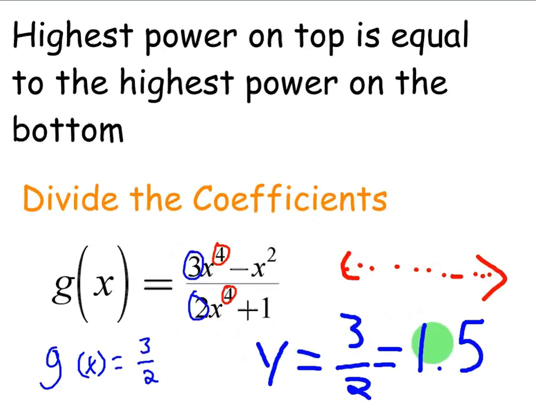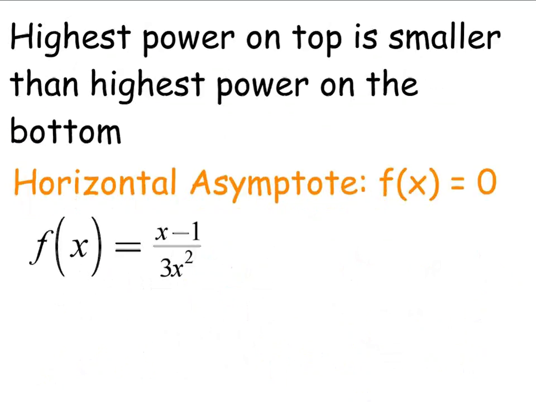And then the third rule, if the power on the bottom is bigger than the power on the top, it's always going to be y equals 0, or you can write f of x equals 0. So let me explain this example. What is the highest power on top? 1. Right, so x, there's no 1 there, but it's there, you just don't see it. X to the first. Highest power on the bottom is 2. Okay, 2 is bigger than 1. And so according to this rule, the horizontal asymptote will just be y equals 0.